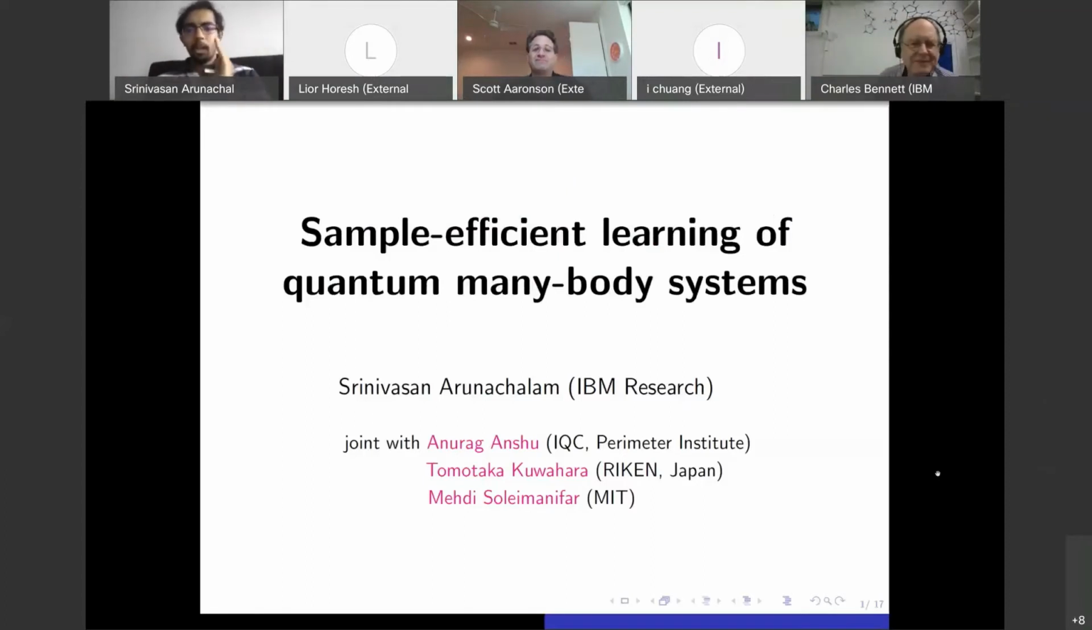So today I'll be talking a little bit about learning Hamiltonians in a sample-efficient way. Information-theoretically, how can quantum many-body systems be learned? I think Scott has set up the groundwork for most of what I'll talk about, but I'll tell you some more techniques that we need for our learning problem. This is joint work with Anurag Anshu, who's at the IQC and Perimeter Institute, Tomotaka Kuwahara, who's at RIKEN in Japan, and Mehdi Soleimanifar, who's a grad student at MIT.